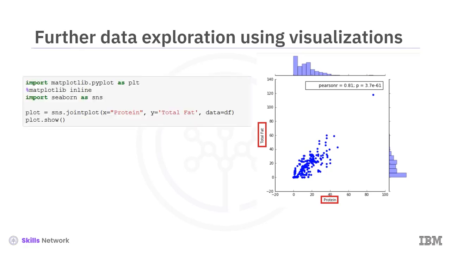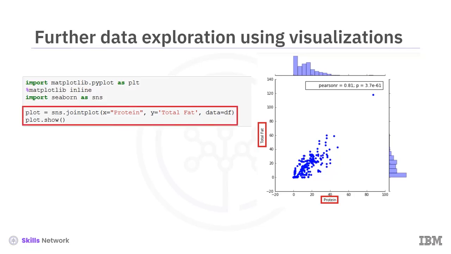To do this, we can use the jointplot function provided by the Seaborn package and give, as input, protein on the x-axis and total fat on the y-axis, and the data will be in the data frame df that contains the nutritional dataset from McDonald's. The output scatter plot is shown on the right side. The plot has an interesting shape.